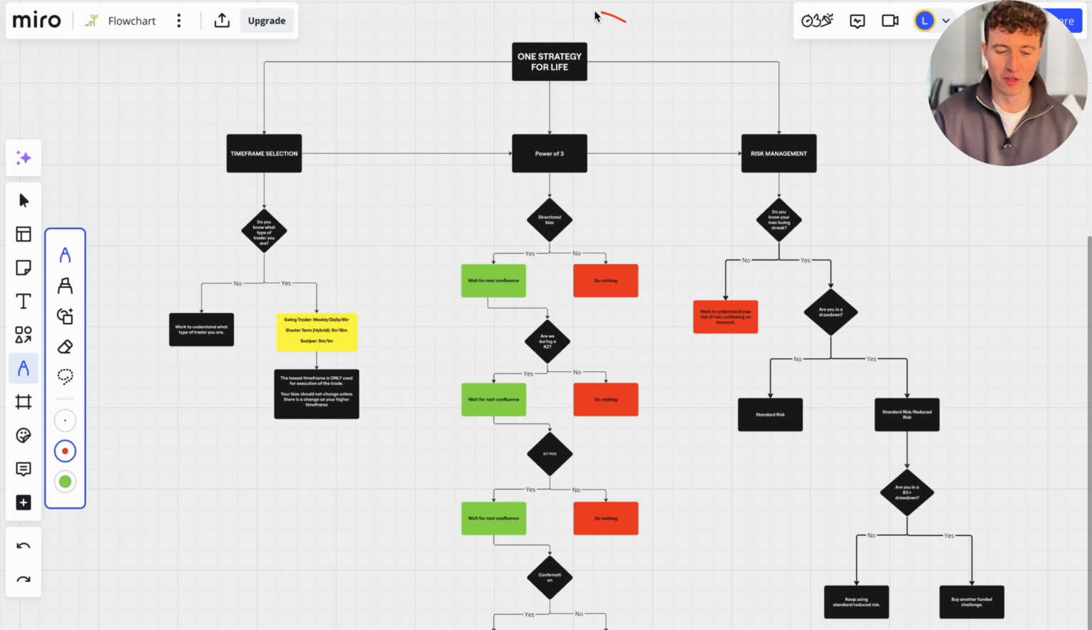Let's dive in. So this right here is the one ICT trading strategy for life. And this is the process that I follow every single day within the markets. And this is the exact process that has allowed me to get funded hundreds of thousands of dollars. But not only that, this is the process that has allowed me to become consistently profitable.